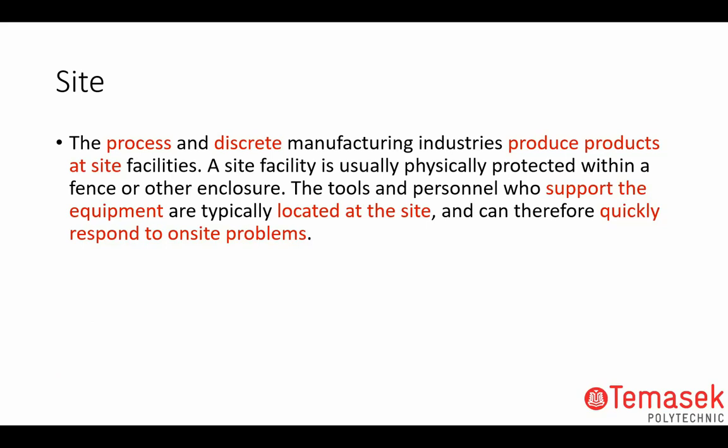So a site is a process that discrete manufacturing produces a product. Okay, a site can be a physical place within a fence or enclosure. Okay, they have all these protections, physical protection. Okay, it's located at a site. So typically most of the time there are people there, and these people can support the equipment.